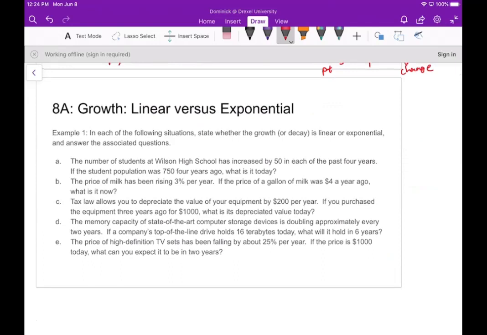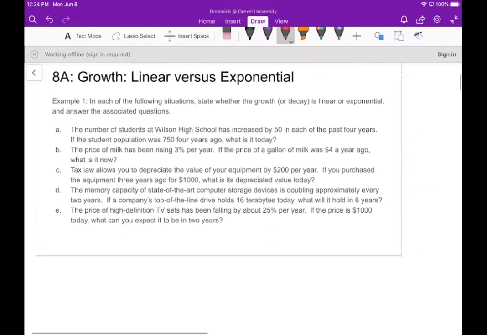Now, in each of these following situations, we're going to state whether the growth or decay is linear or exponential, and then we'll answer the associated questions. Now, in part A, we have that the number of students at Wilson High School has increased by 50 in each of the past 4 years. If the student population was 750 4 years ago, what is it today? So since we're increasing by the same absolute amount each time, this would be an example of linear growth.